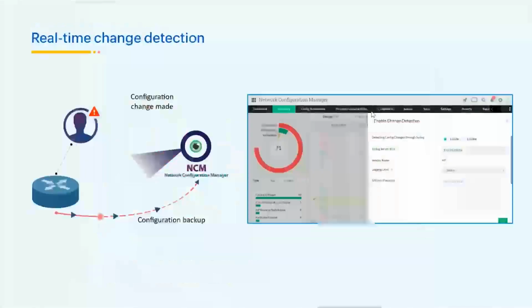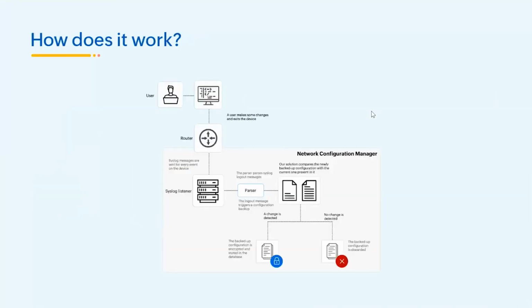So now let's move on to real-time change detection, which utilizes syslog-based automated backup functionality. So here's how it works. Whenever a change is detected in Network Configuration Manager, it automatically triggers a configuration backup. So for example, if a user logs into a device, makes some changes and then logs out, a syslog logout message is sent to Network Configuration Manager. Upon receiving this, Network Configuration Manager compares the current configuration with the previous version. So if any changes are found, the new configuration is saved as a new version, and if not, the backup is discarded.